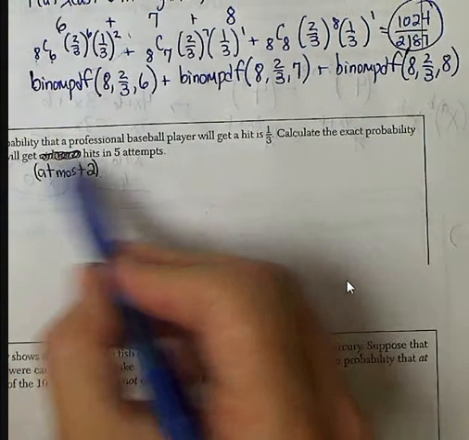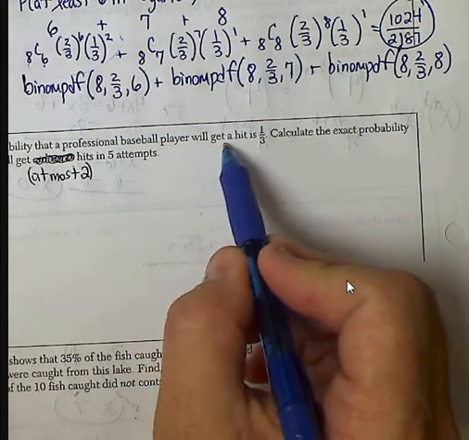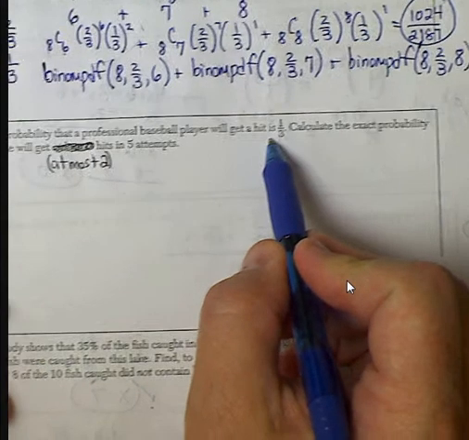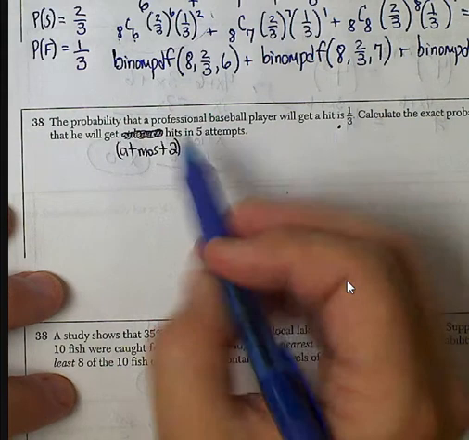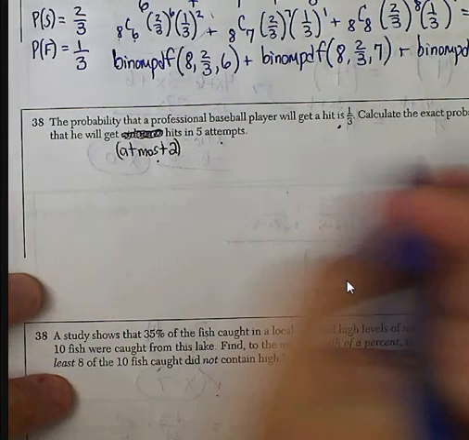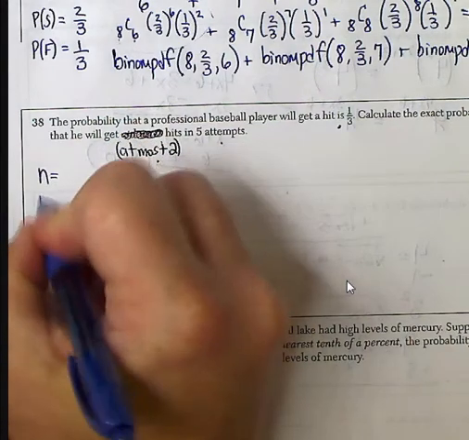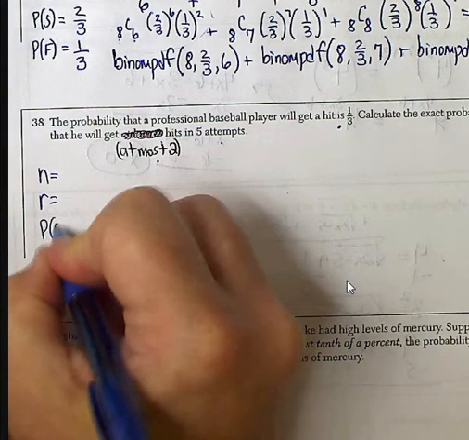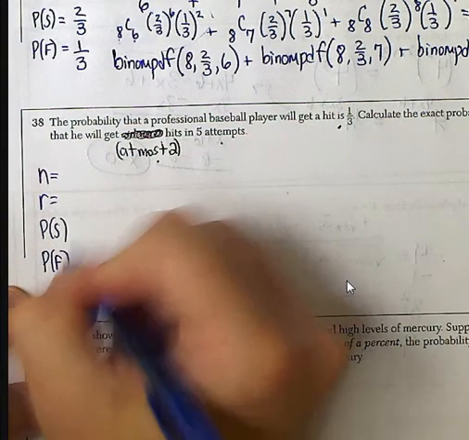Here we go. We got the probability a professional baseball player will get a hit is 1/3. Calculate the probability that he will get at most 2 in 5 attempts. Well, first of all, let's write down what I asked you to write down before. N, R, probability of success, probability of a failure.